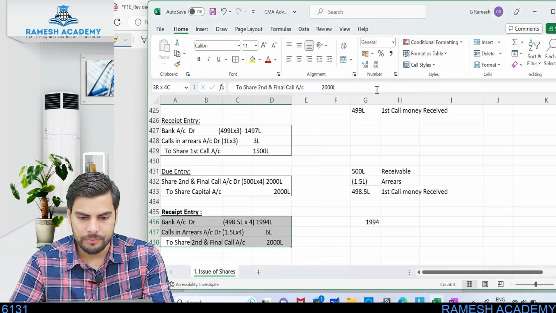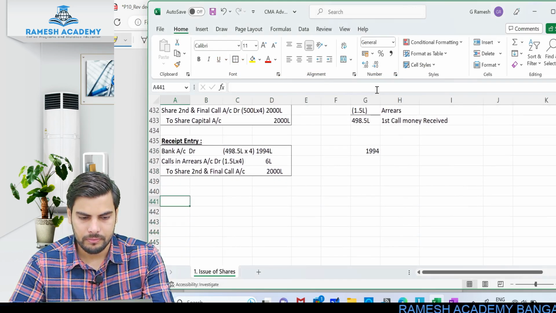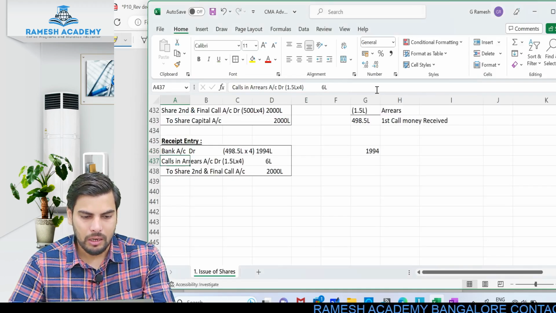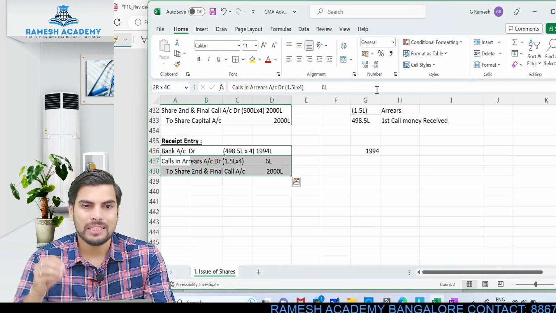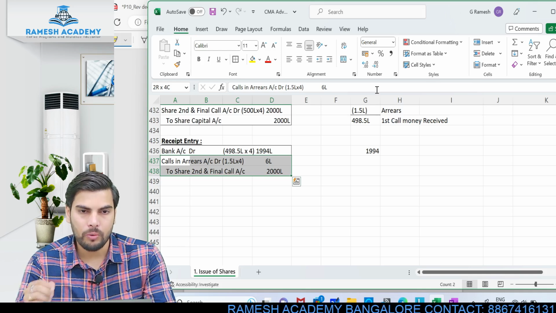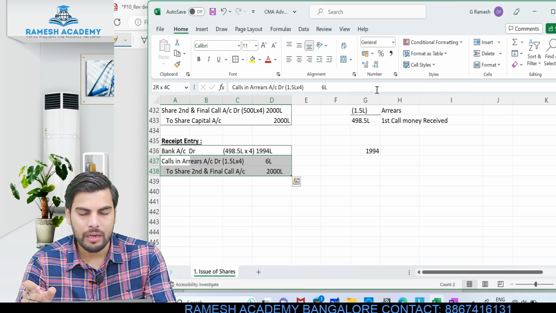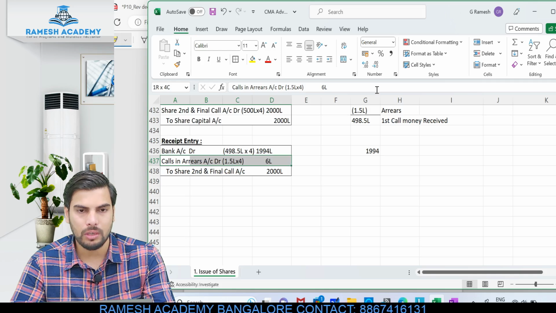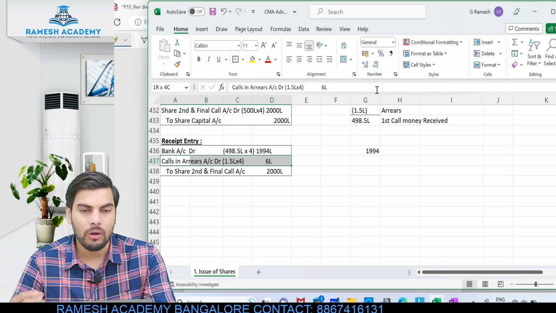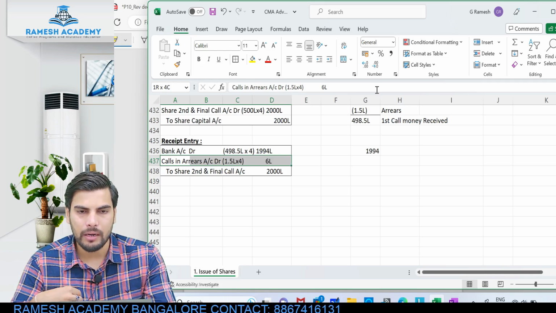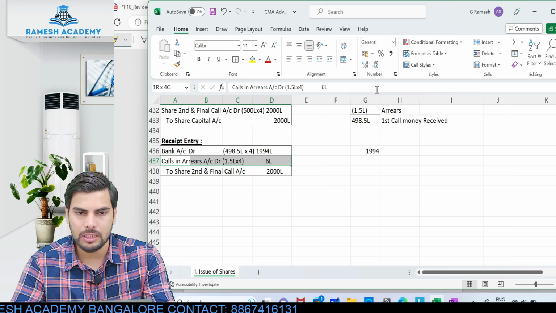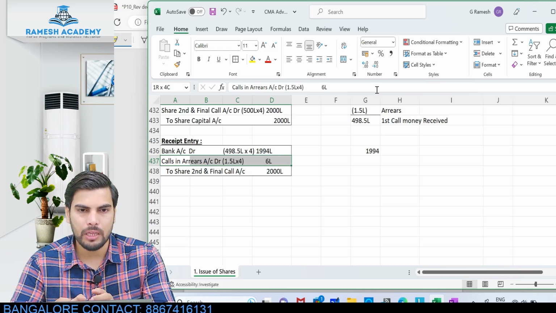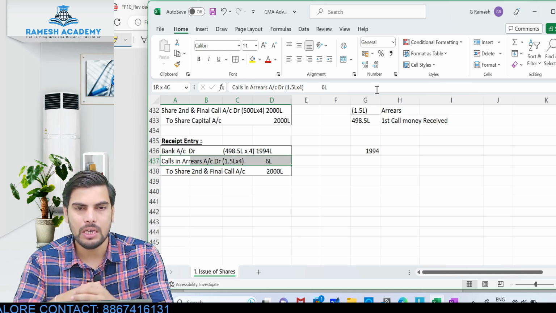Before we discuss this illustration number 6, suppose here we showed it as calls in arrears. Subsequently, when this arrears amount is received, what would be the entry? The entry would be like this: bank account debit to calls in arrears. Calls in arrears, which was debited earlier, we'll now be crediting. Whenever we receive any money, you know that we just need to debit the bank account. So bank account debit to calls in arrears, this would be the entry we pass when we actually receive this arrears amount.